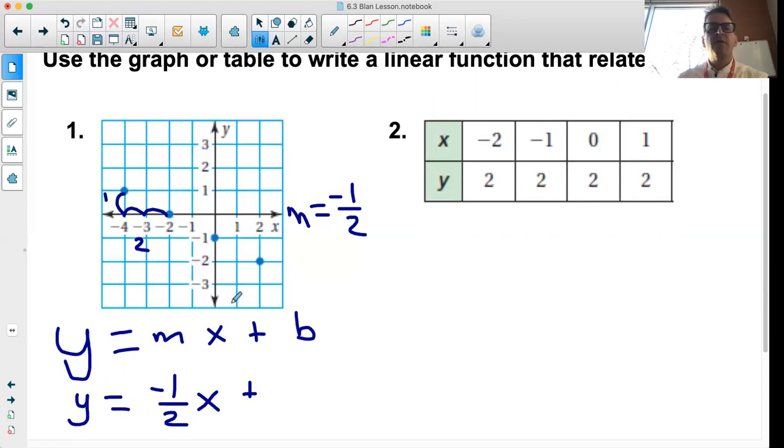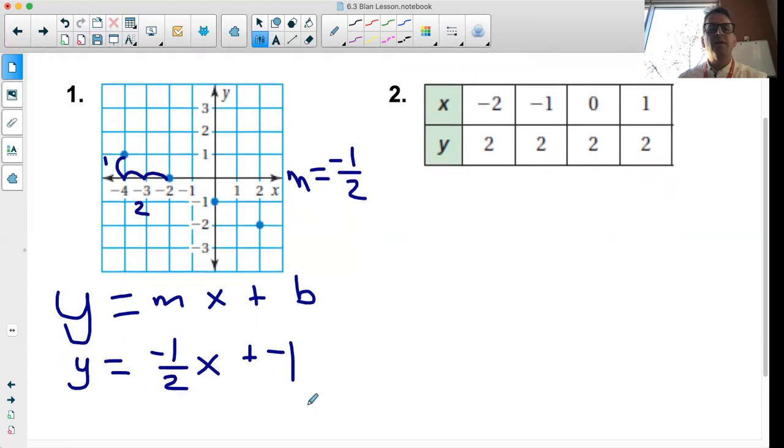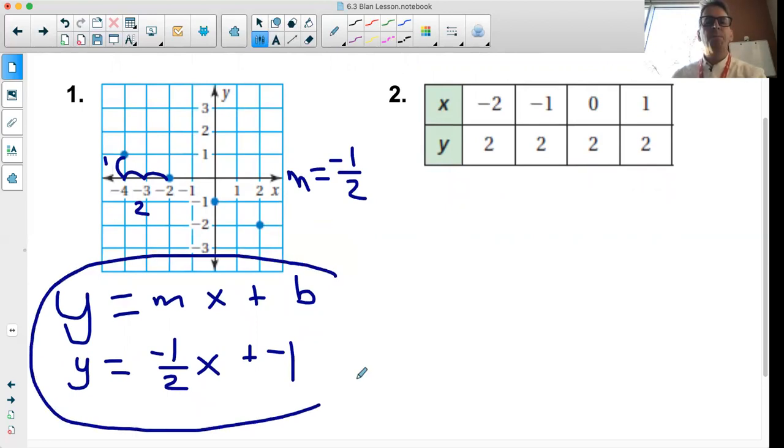Now let's take a look at the intercept. Where it crosses the y-axis is at -1, this point, 0, -1, and it's the y-coordinate. So in this case, your answer will be y equals -1/2 x plus that -1. And there would be your answer for number 1.